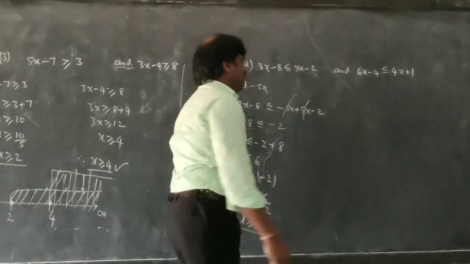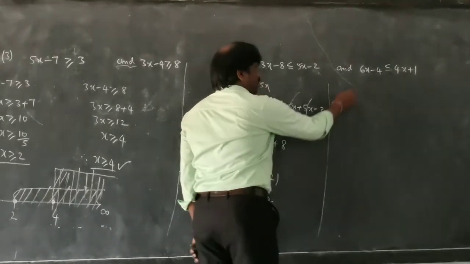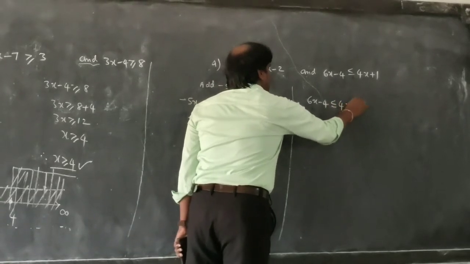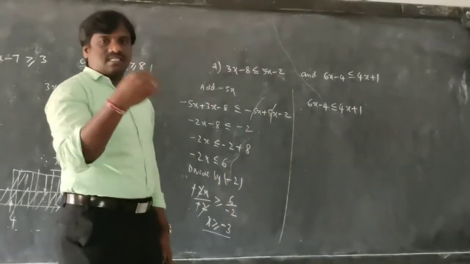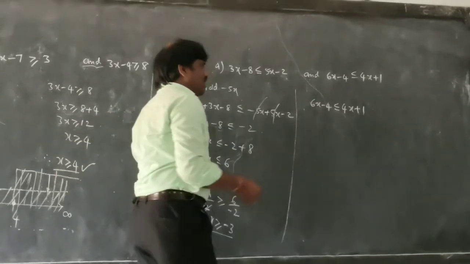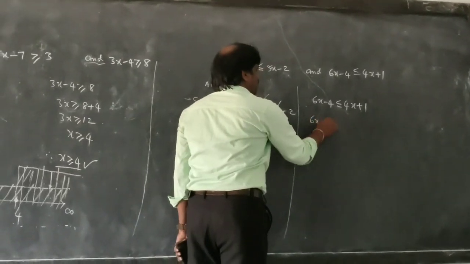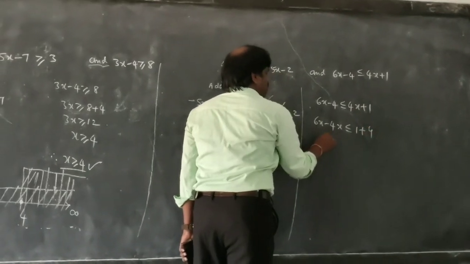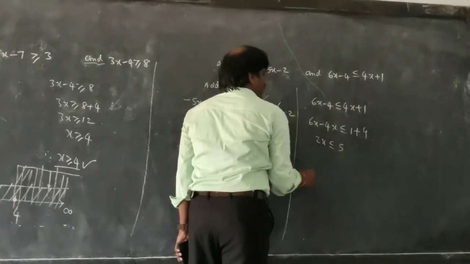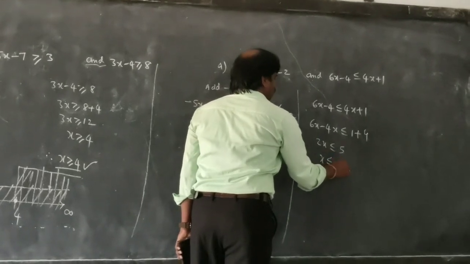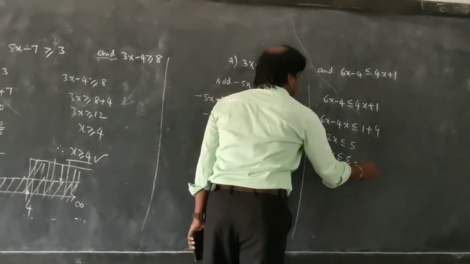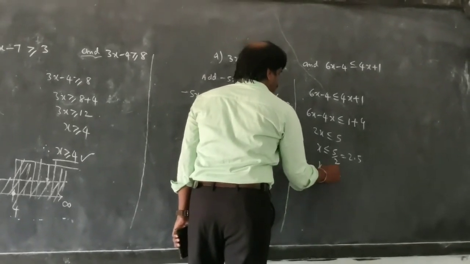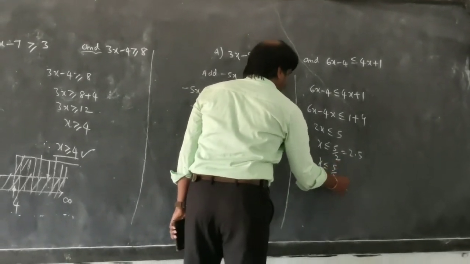Let us go for another one. What do you have here? 6x minus 4 less than or equal to 4x plus 1. Send x terms to one side, numbers to the other side. Directly I am doing it. 6x minus 4x less than or equal to 1 plus 4. That is 2x less than or equal to 5. Then x less than or equal to 5 by 2. 5 by 2 is 2.5. Then x less than or equal to 2.5.